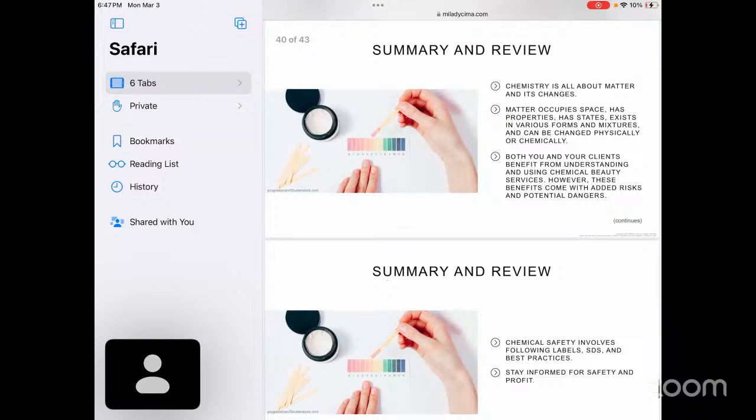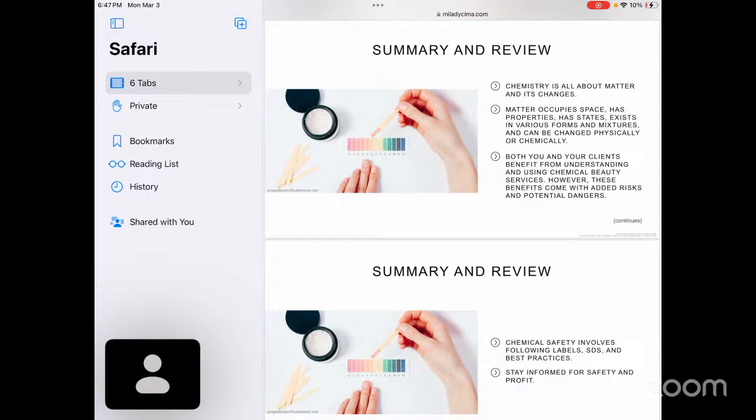Okay. As we prepare to close out 40 through 43, here is a summary of some of the things in chapter 6. Chemistry is all about matter and its changes. Matter occupies space, whether up or down or in width. Both you and your clients benefit from understanding and using chemical beauty services. You've got to understand it. That pH scale is going to be the biggest takeaway for this chapter.